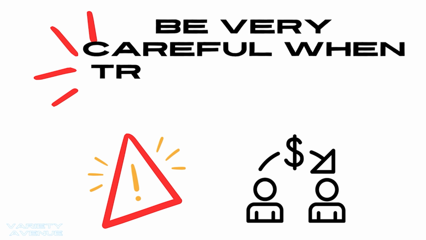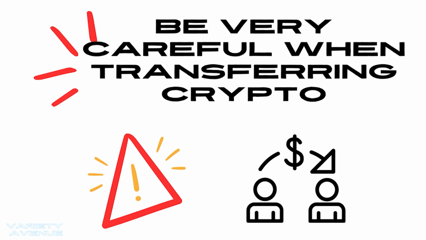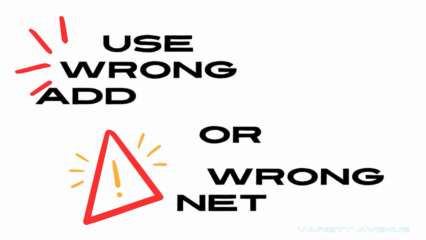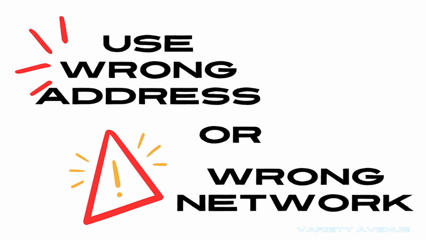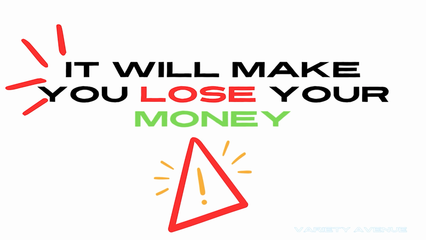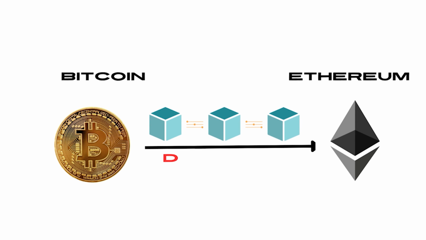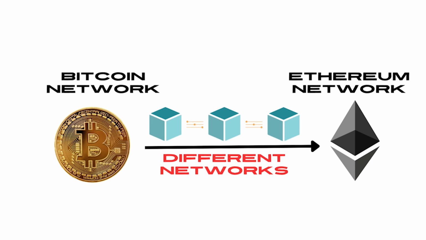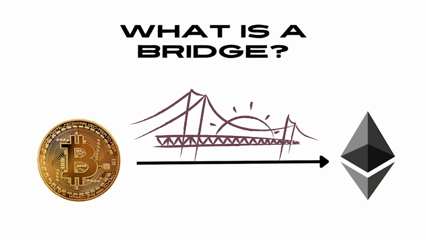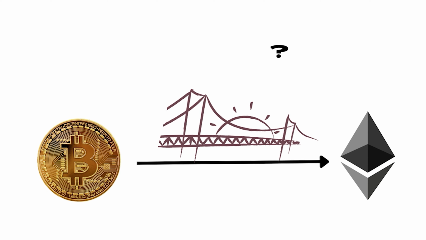Hello and welcome. As we know, in the world of cryptocurrencies, we have to be careful when we transfer our crypto, because sending them to the wrong address or the wrong network would mean losing our money. One of these things to pay attention to is to check the compatibility between networks before transferring a token from one blockchain to another. That's why today we talk about what a bridge is, how it works, and why we need it.